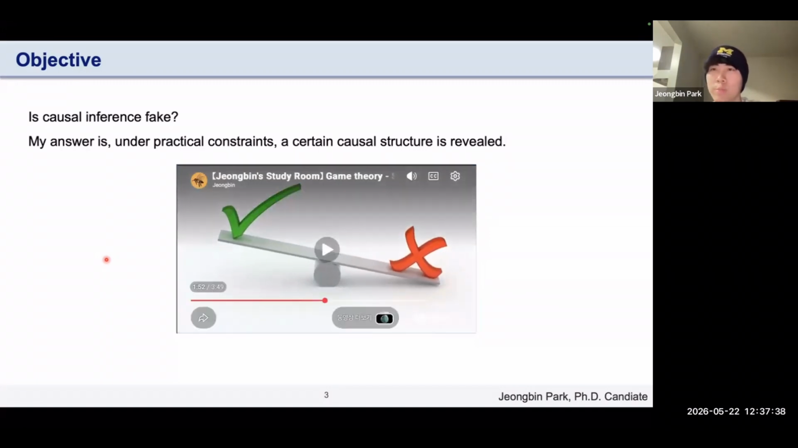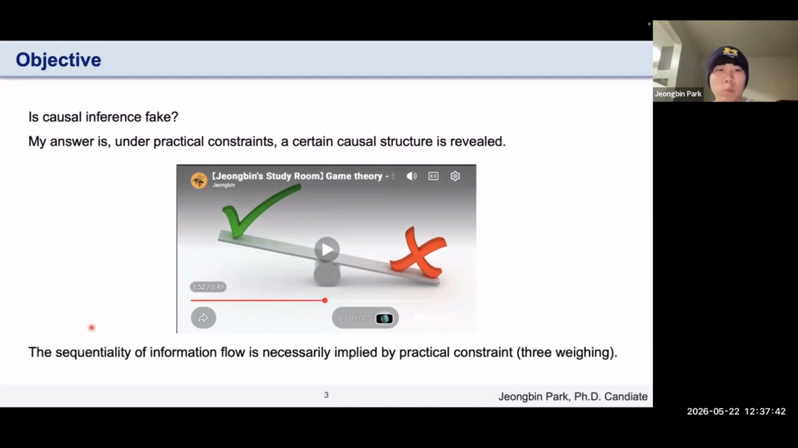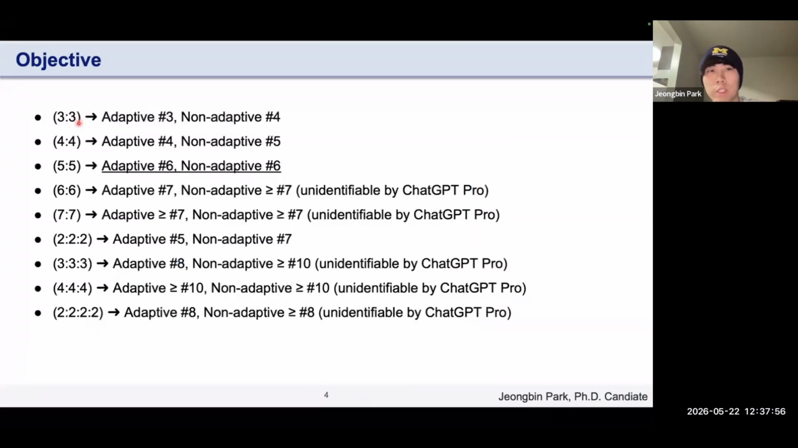According to this video, we can say the sequentiality of information flow, which means the existence of sequential game theory, is necessarily implied by a practical constraint. Here, the practical constraint corresponds to 3 weighings. Let's call this problem 3, 3, 3. In such a case, the minimum number of weighings for the adaptive case is 3, and the minimum number for the non-adaptive case is 4.